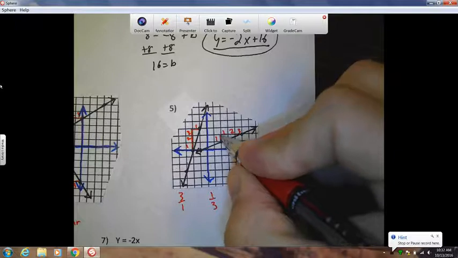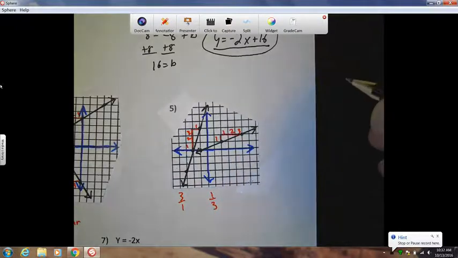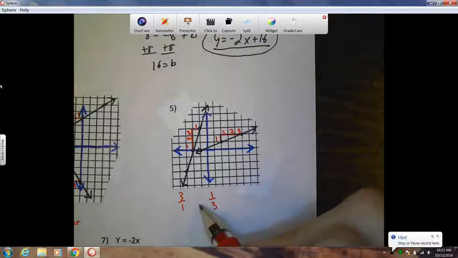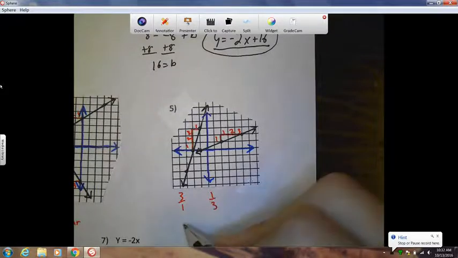So to know if lines are parallel, perpendicular, or neither, look at the slope. Now these slopes are reciprocals, but they are not opposites. So it is neither. They are reciprocals, but they're not opposites.